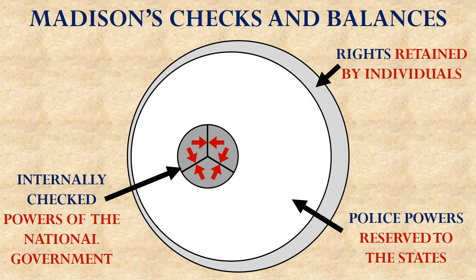We illustrated this previously in the course with this diagram, where the small gray circle represented the powers granted to the national government. So we divided among the 3 branches, and the 3 branches are fighting with each other. And Madison proposed this as a way to keep the national government within its assigned boundaries.